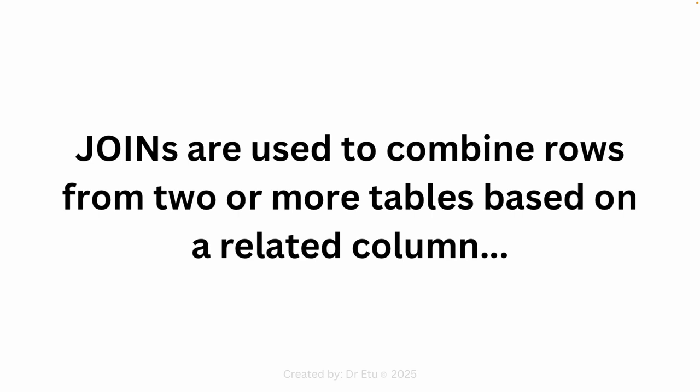Joins are used to combine rows from two or more tables based on a related column between them, usually a foreign key in one table that references the primary key in another table. There are different types of joins out there. Some examples include inner join, left join, right join, full join, cross join, and self join. Most SQL dialects like PostgreSQL and MySQL can perform right joins, but SQLite does not.